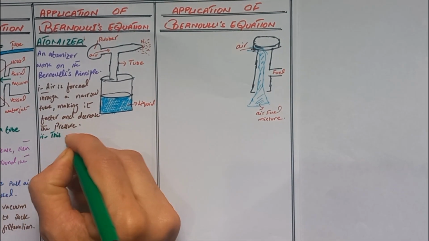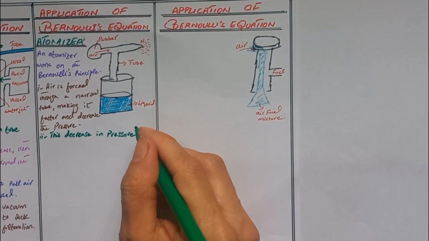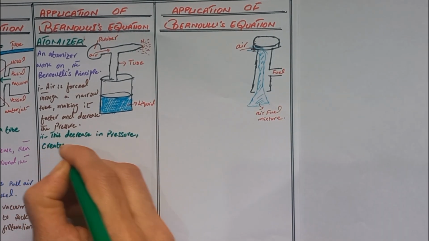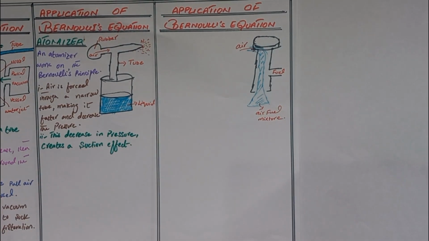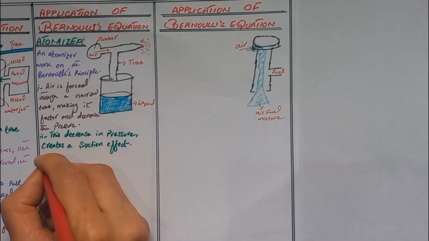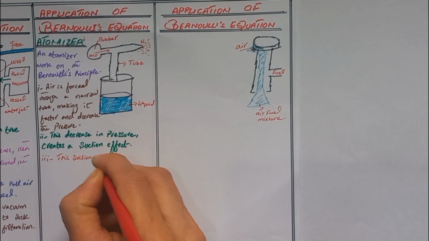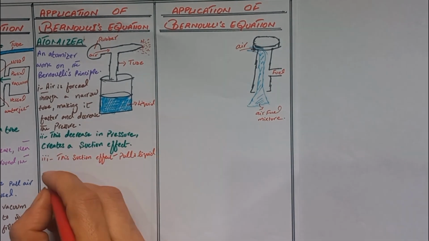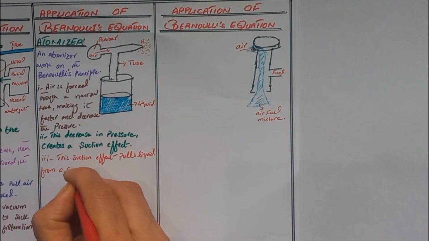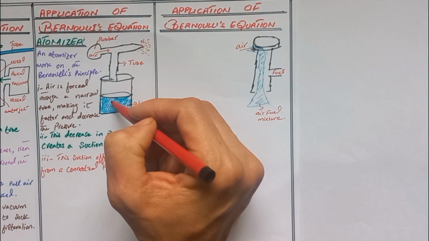This decrease in pressure creates a suction effect. This suction effect pulls liquid from a connected tube. Here the suction effect is produced, and it pulls the liquid from this tube.